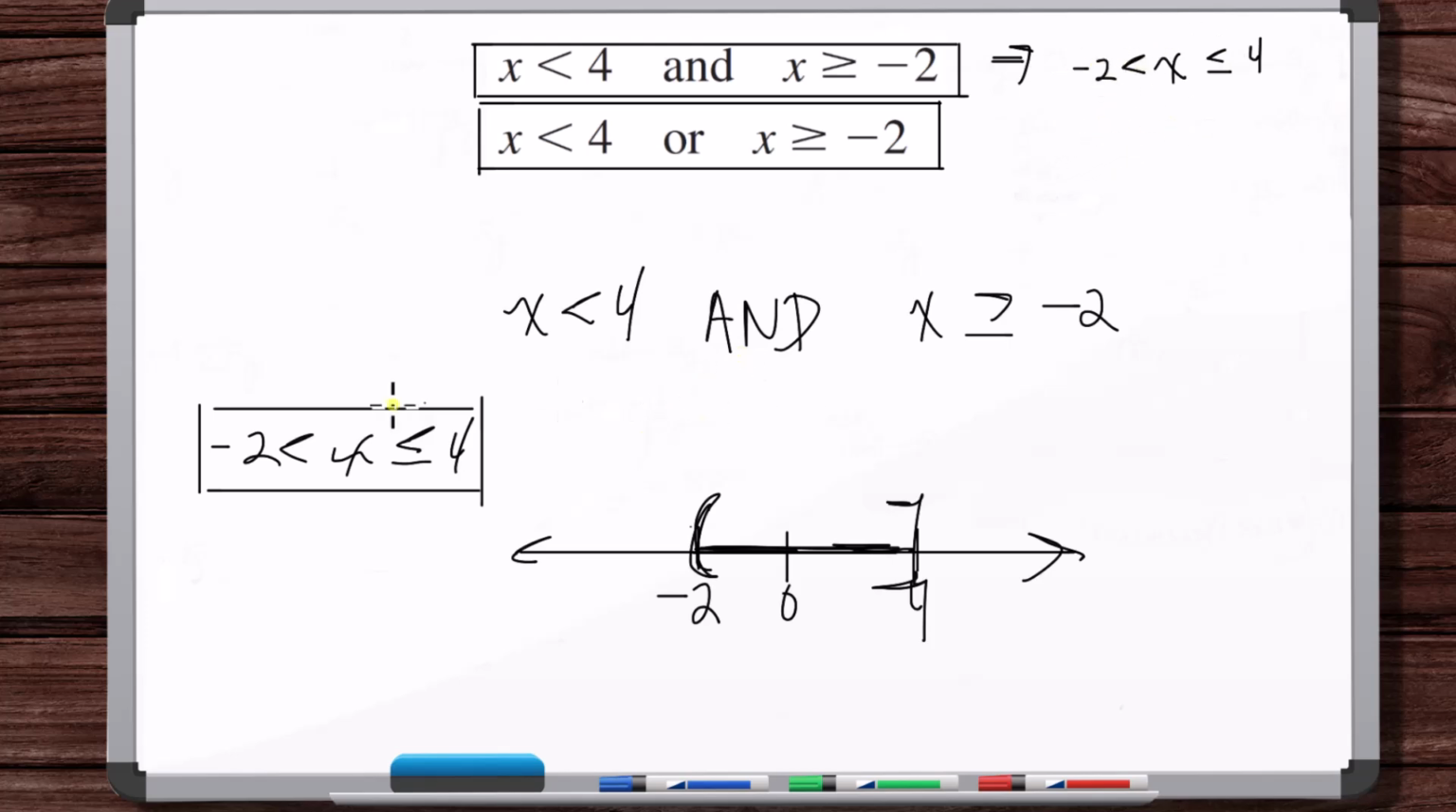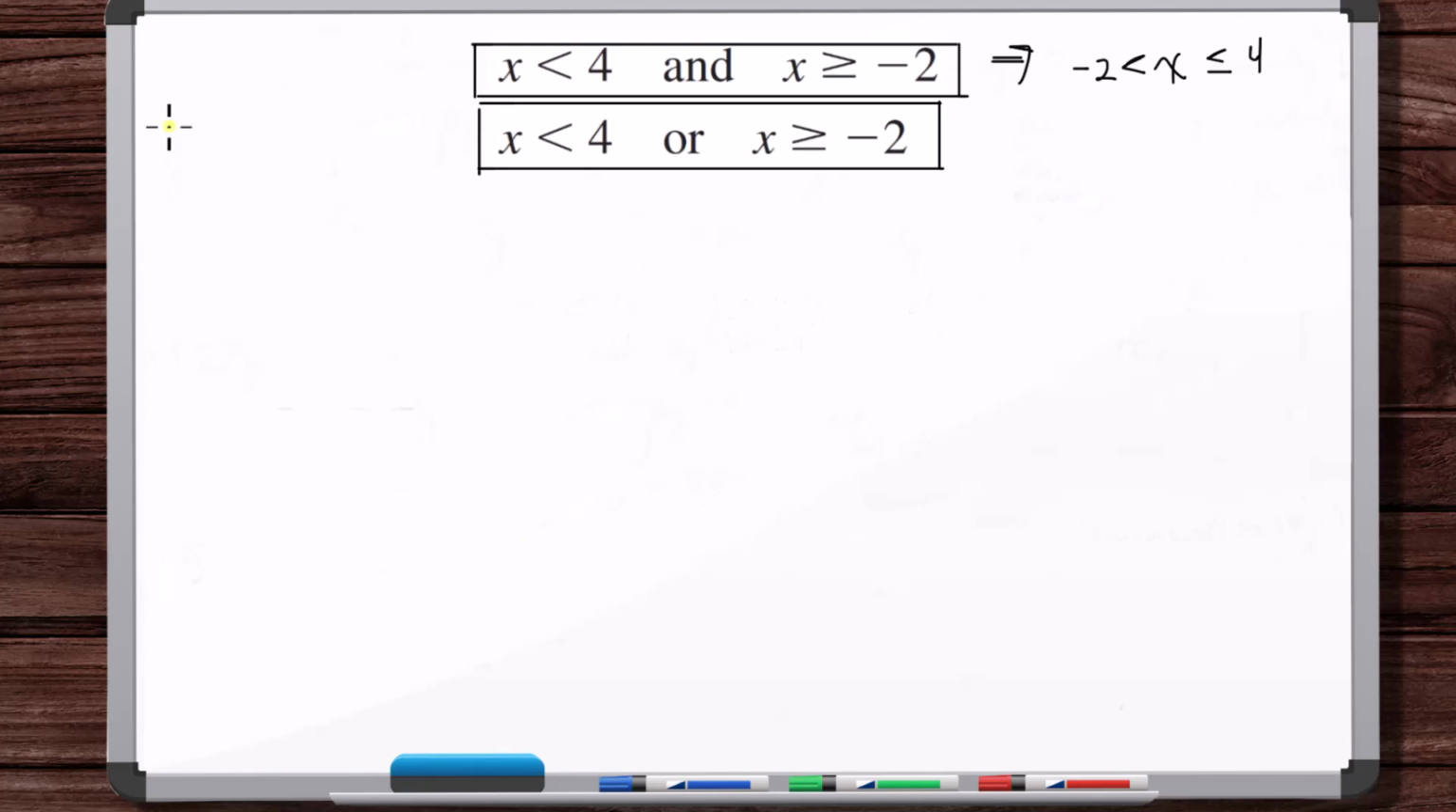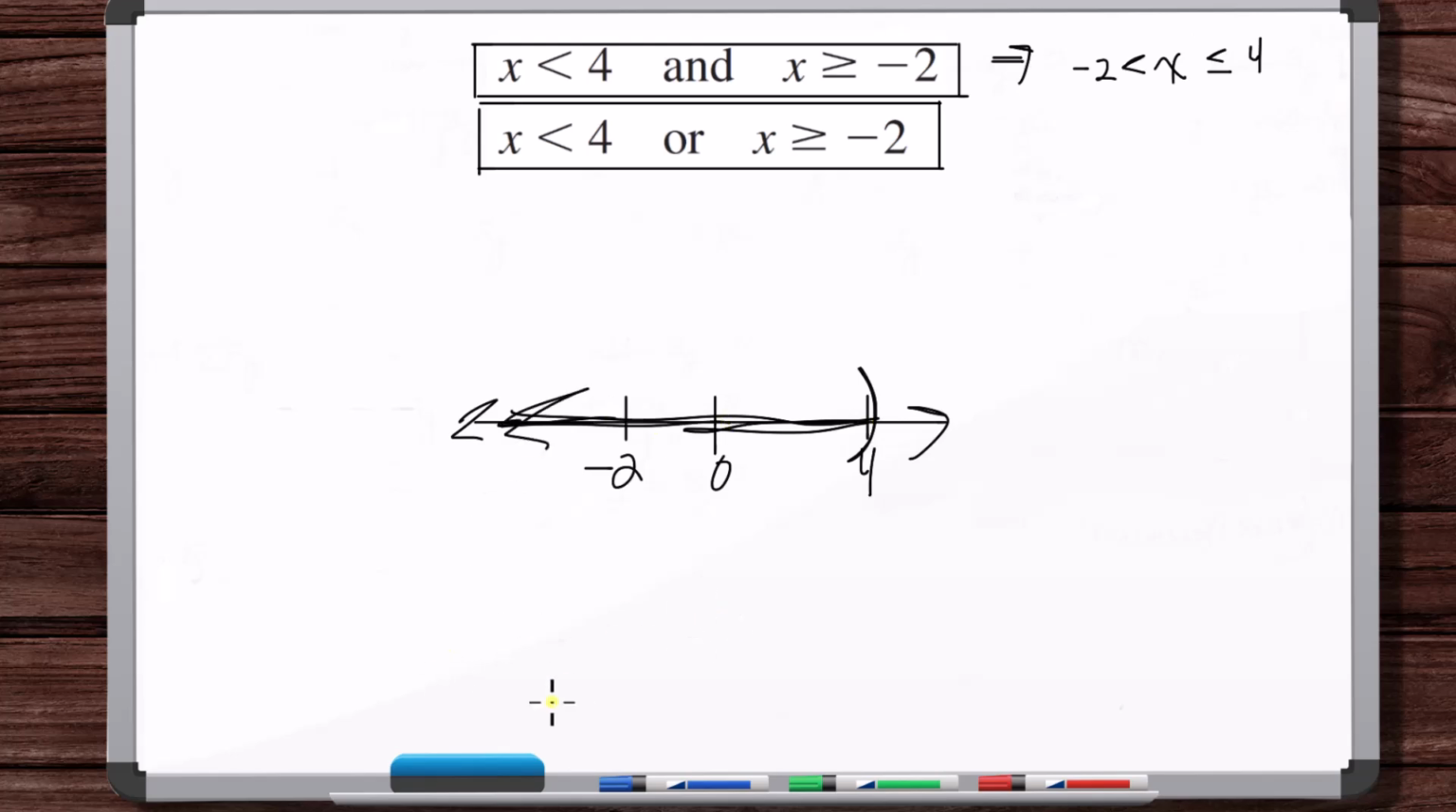Okay. Now, what about x is less than 4 or x is greater than or equal to -2? So, okay, x is less than 4, but this is an or statement. Okay, so if we think about what does x being less than 4 mean? So we put an open parenthesis here. Well, it's anything all the way to -infinity. Okay, what does x is greater than or equal to -2 mean?